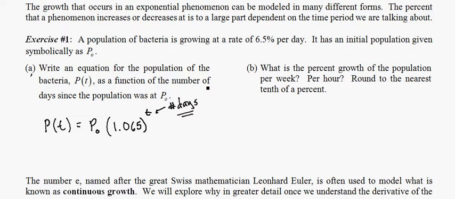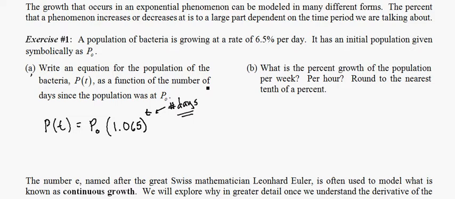Now, bridging the gap is letter B. Letter B asks us, if we're growing at 6.5% per day, which all that means is that at the end of the day, we could figure out our population by multiplying what we had at the beginning by 1.065, what is the percent growth of the population per week and per hour? So again, if I had some population at the beginning of the week, what would I have to multiply by to get the population at the end of the week? And likewise, per hour. Think about this in the context of the last lesson where we did a lot of work with percent. Pause the video now to see what you get.